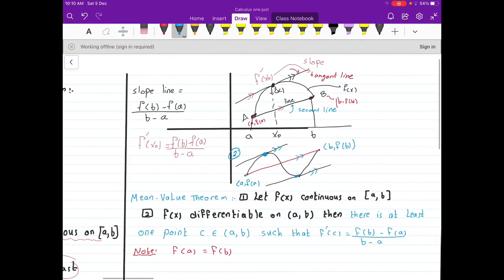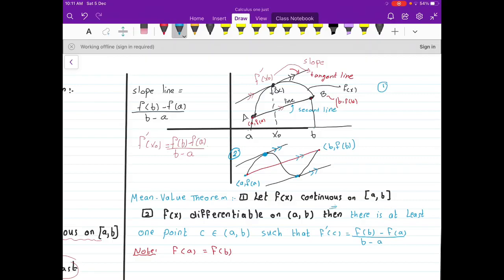What are the conditions of the mean value theorem? Let f(x) be continuous on [a, b]. Look at graph 1. This function is continuous on the interval [a, b]. f(x) is differentiable on (a, b). Of course, the third condition of Rolle's theorem is not present in the mean value theorem, so the mean value theorem is more general than Rolle's theorem.